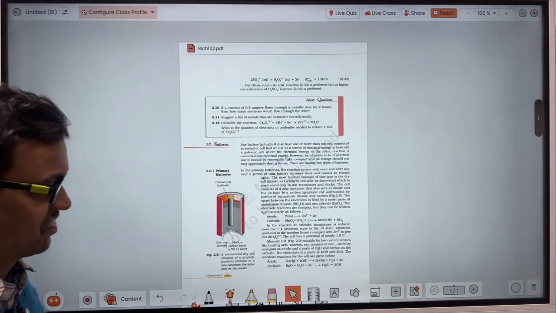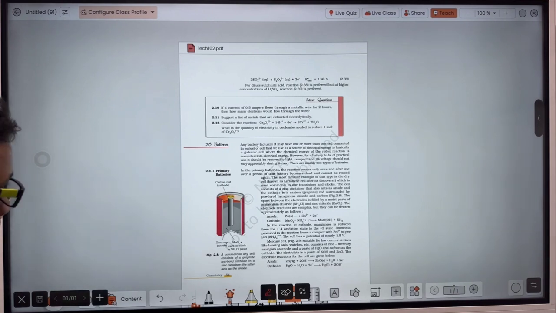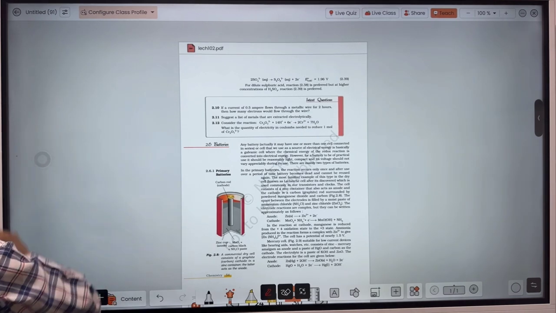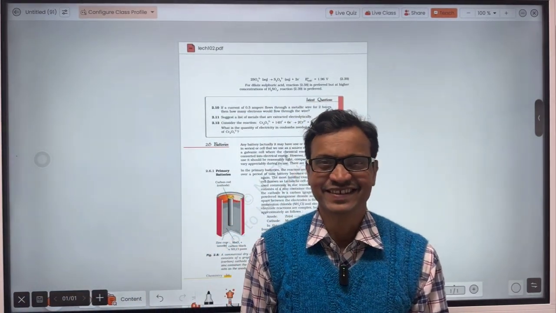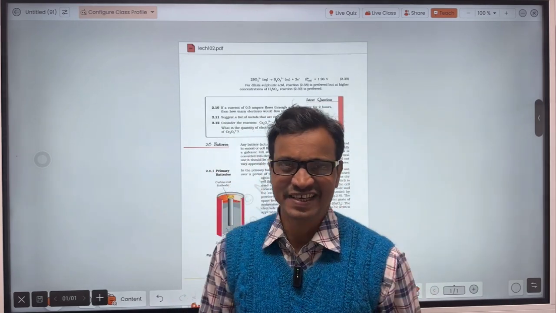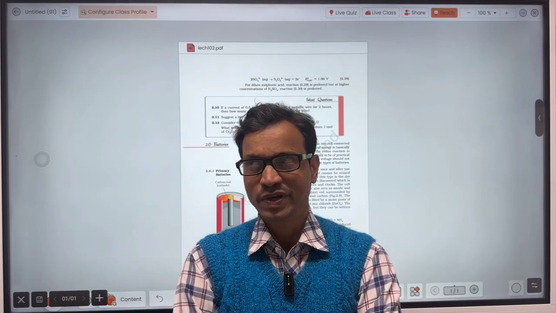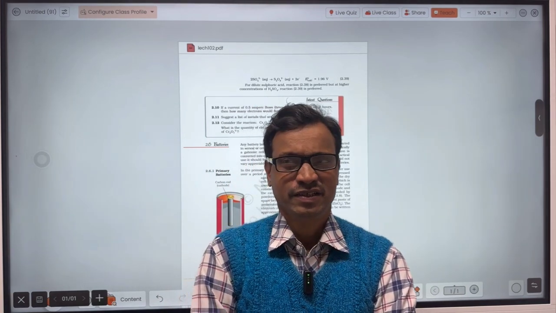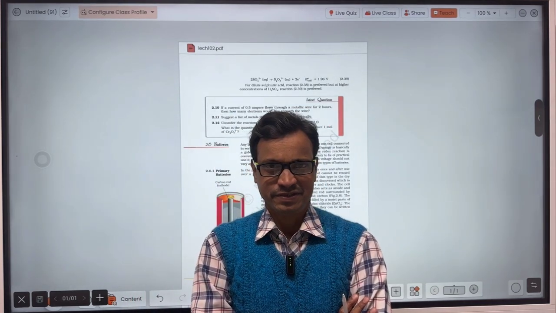Now we will discuss some questions related to this topic. First of all, if a current of 0.5 ampere flows through a metallic wire for 2 hours, then how many electrons would flow through the wire? This question, 2.10, is quite easy, but it has been asked in the JEE Main examination, and there is a probability of it being asked in the 12th board examination also. And this question has been asked in the NEET examination.